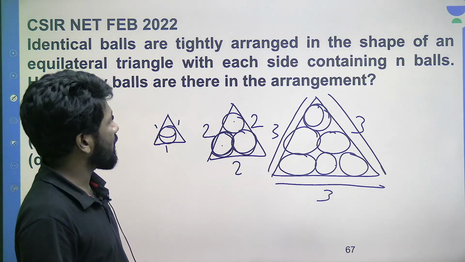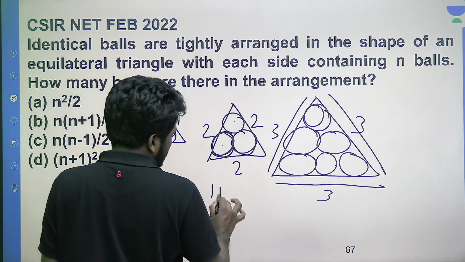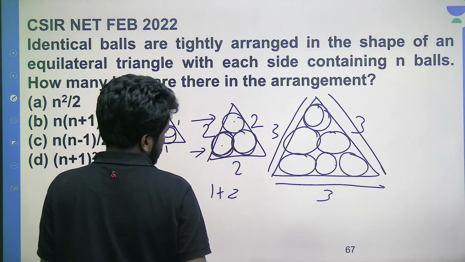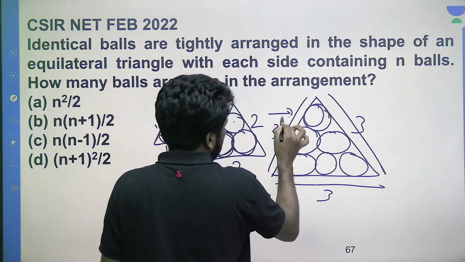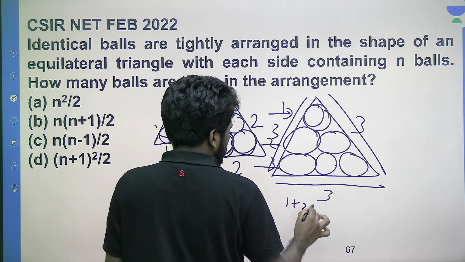How many balls are there in the arrangement? In the first case, there is only 1 ball. In the second case, there are 1 plus 2 balls: first row 1 ball, second row 2 balls. In the third case, 1 plus 2 plus 3 balls.